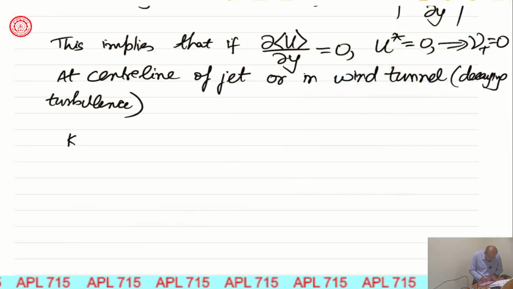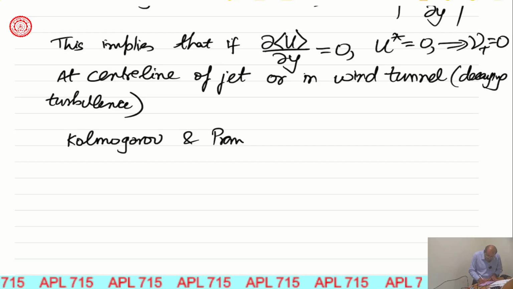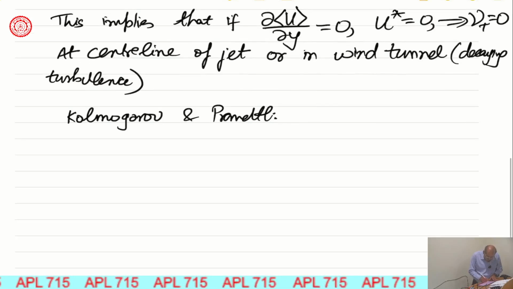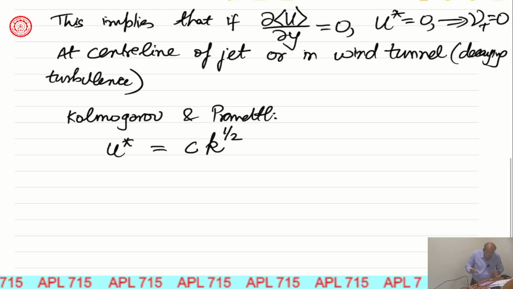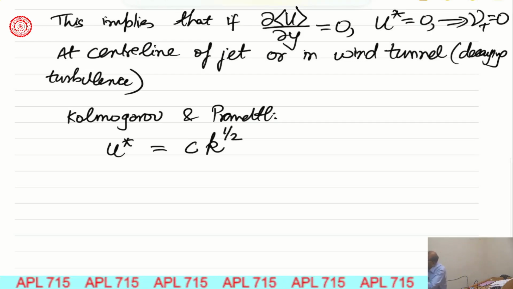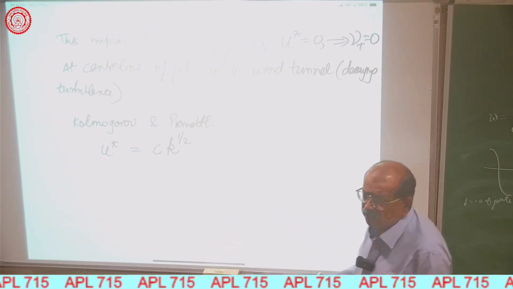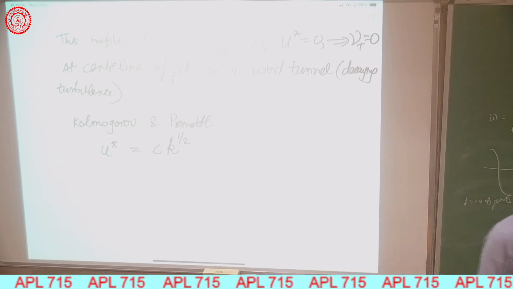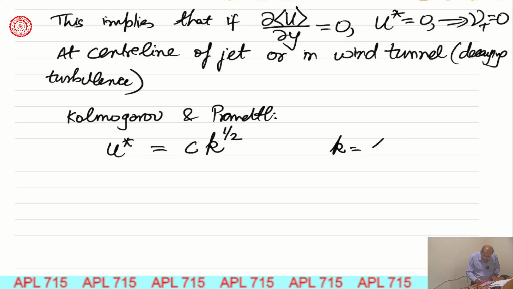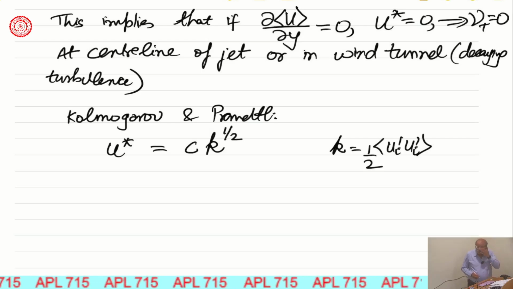So then Kolmogorov and Prandtl, their suggestion was to put U star, the velocity scale, as c times k to the power of half, where k of course we know is the turbulent kinetic energy. And as I said, this constant c takes care of all the other constants to come. k is equal to half of ui prime ui prime.